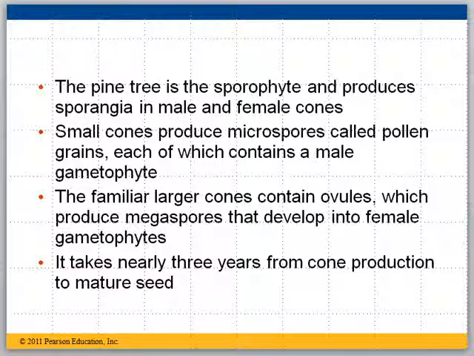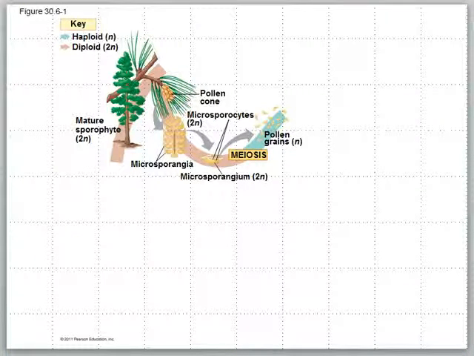The textbook does a good job of stepping you through with some illustrations. Again, the haploid, which would be the gametophyte portion, is going to be in blue, and the diploid is going to be in pink. That would be the sporophyte portion. So the tree itself is a mature sporophyte. It's in the diploid stage. But on that tree there are male and female cones. And within these male and female cones, the sporangia produce either male or female gametophytes, which produce the pollen or the seed eventually.